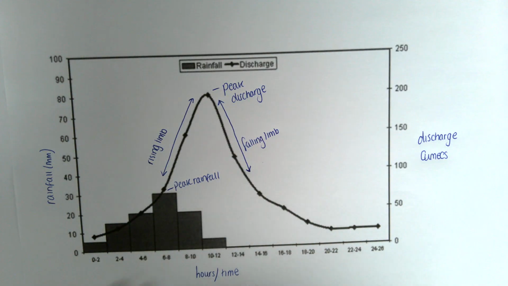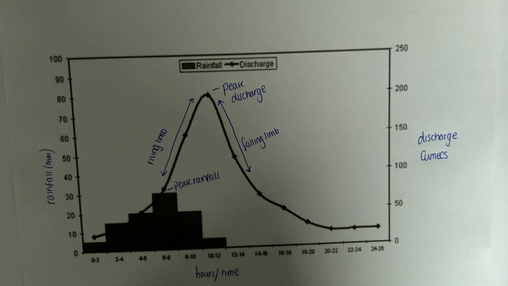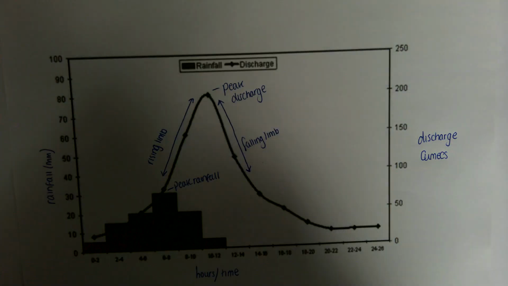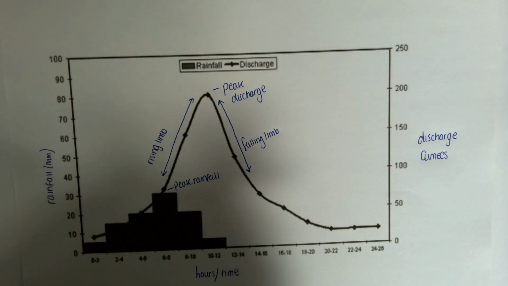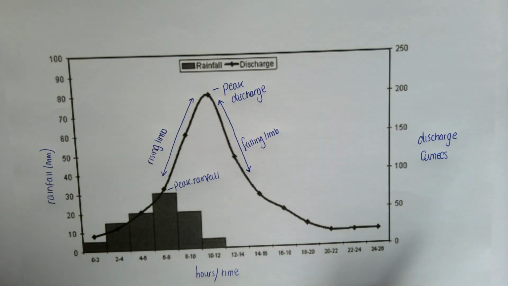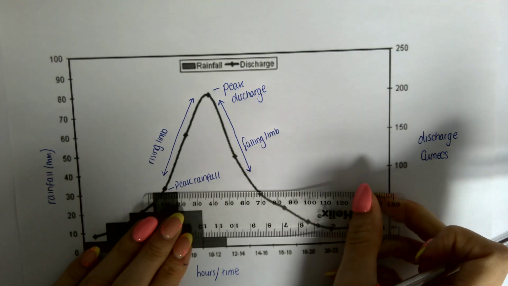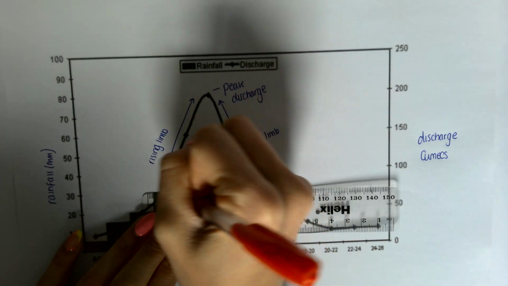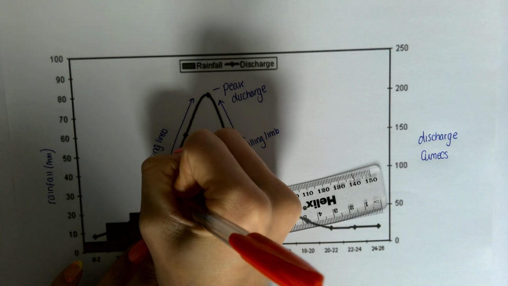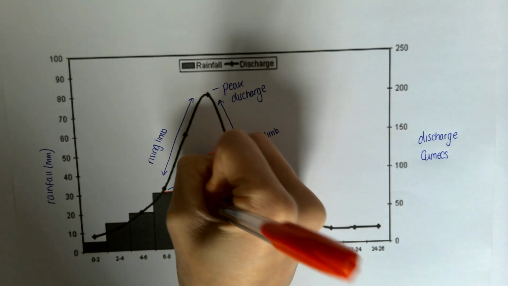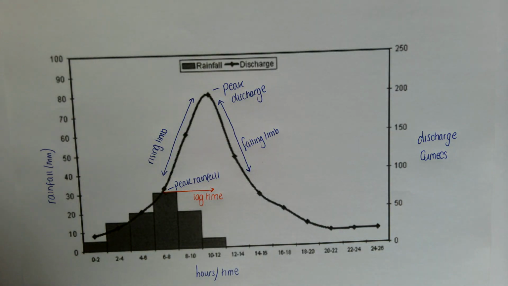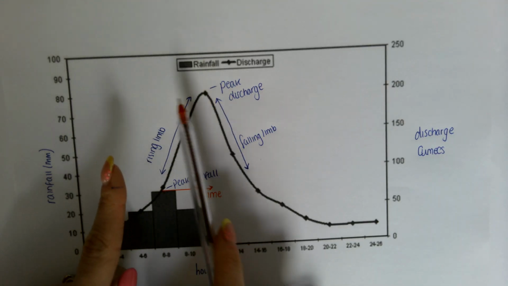And then there is one other part of the flood hydrograph which is really important to understand, which is the lag time. So I'm going to use a different coloured pen. Your lag time is your time between your peak rainfall and your peak discharge. So if I was to get a ruler and go from peak rainfall to peak discharge, I'm going to draw my line like that. And this is your lag time. So it's the time it has taken, basically, for your river to fill up.